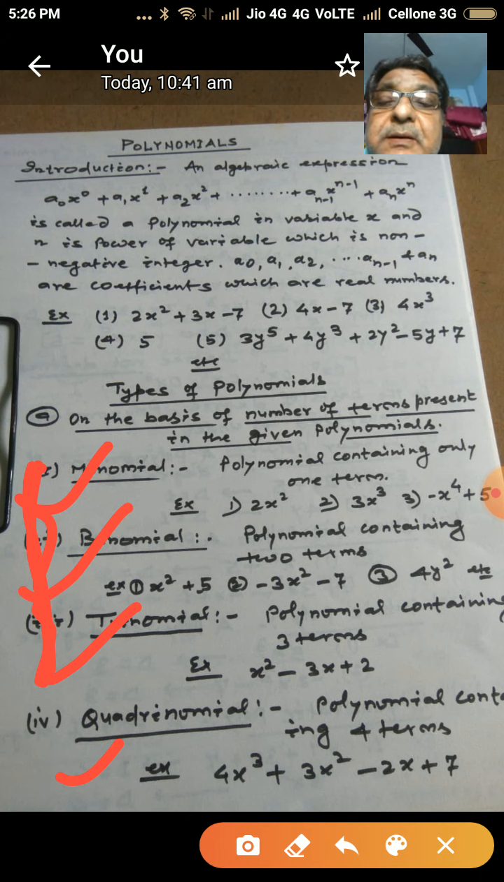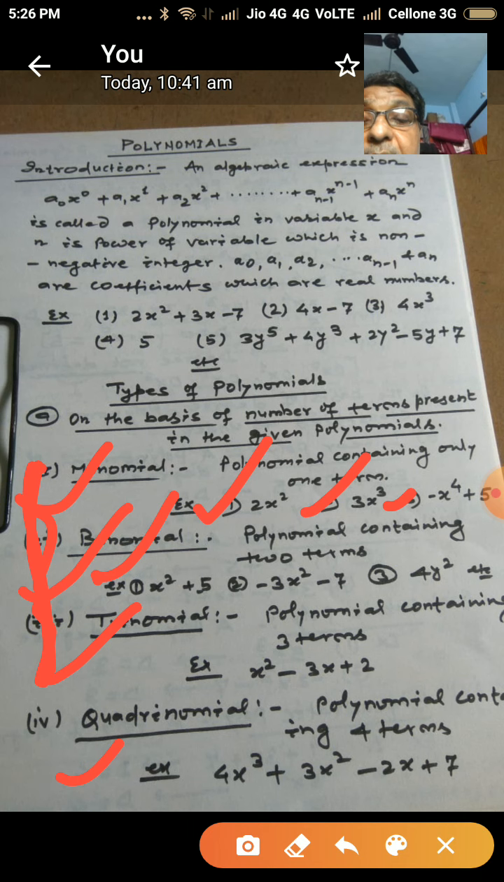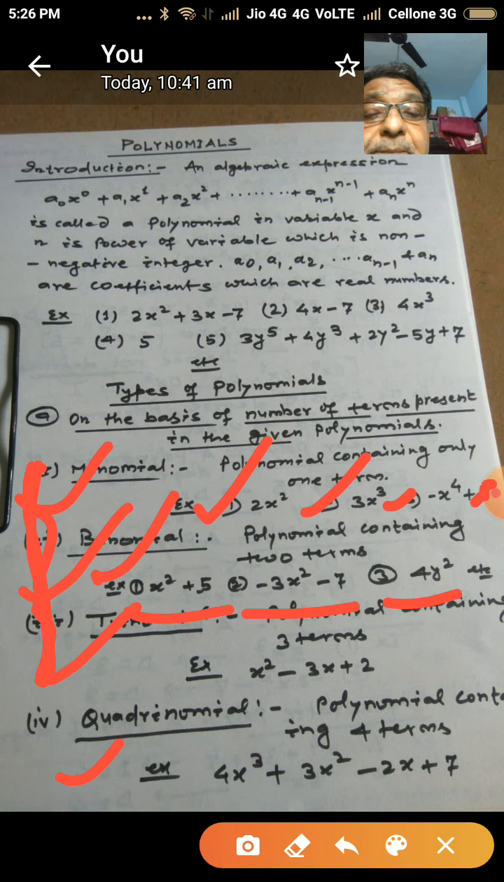And it is very clear to define, because monomial is a word having mono plus mial, that is mono means one, mial means term, that is a polynomial containing one term. So examples are 2x square, 3x cube, minus x to the power 4, etc. Now binomial, bi means two, nomial means term. So polynomial containing two terms. Examples are x square plus 5, minus 3x square minus 7, 4y square, etc.